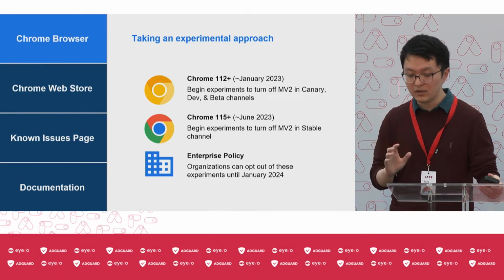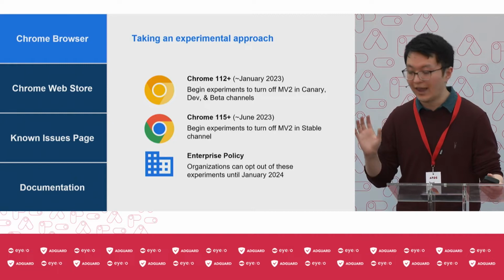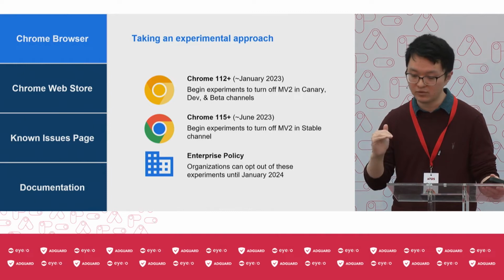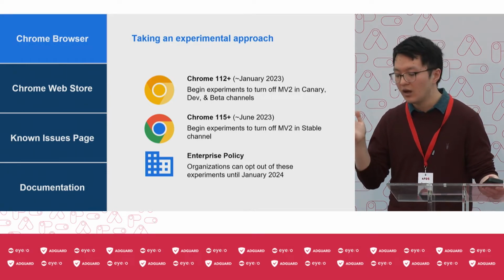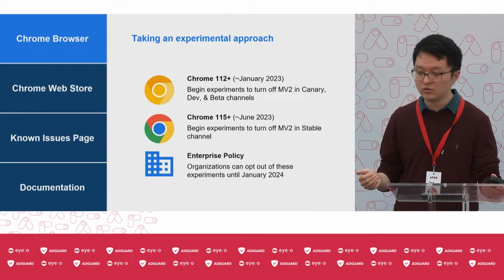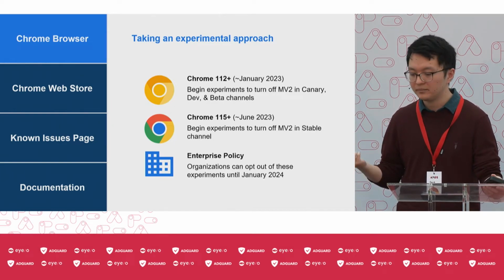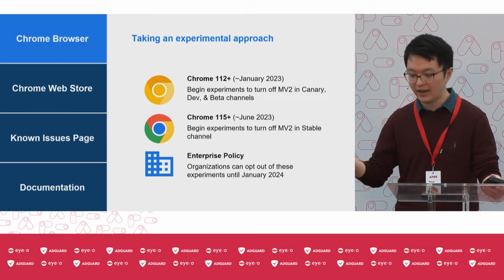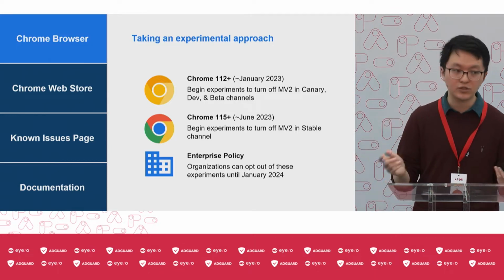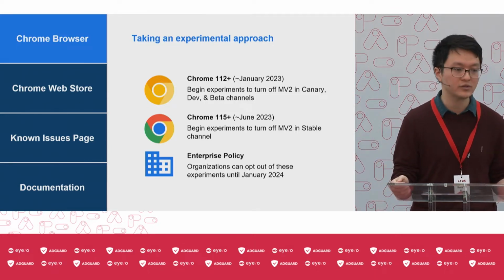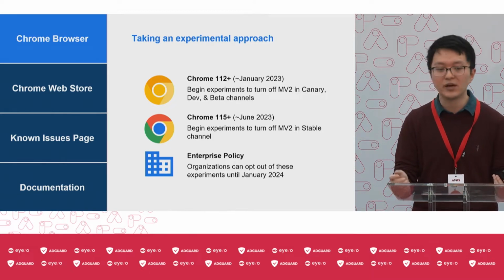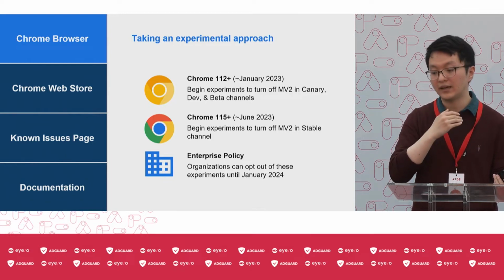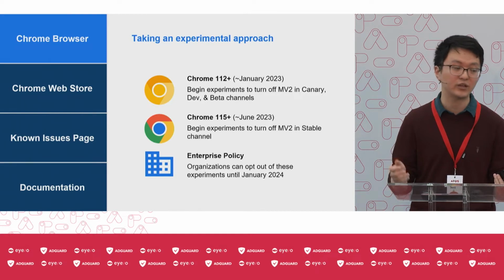Our commitment is, don't expect that in 112 and in January, everything will suddenly break. It won't, not even for all of Canary. We'll start off with low amounts of people, and we'll move from there. In June, those experiments will expand to the stable channel. Again, a small number of users, try it out, iterate, see the reaction, and go forward. And then notably, enterprises that are deploying Chrome and extensions to their workforce can opt out of these experiments, and can actually opt out of the deprecation and get an extension on those deadlines until January 2024.